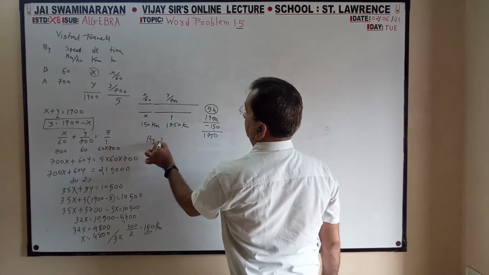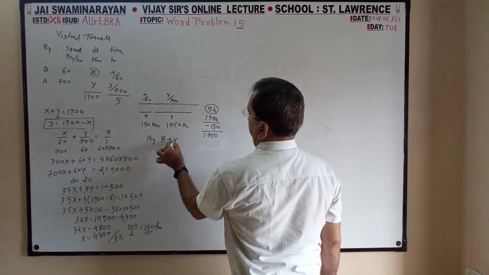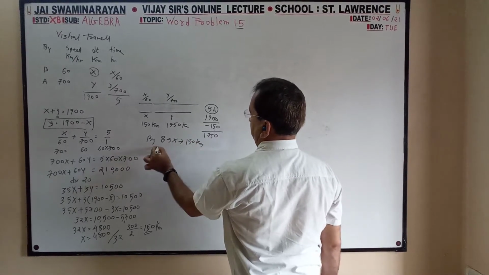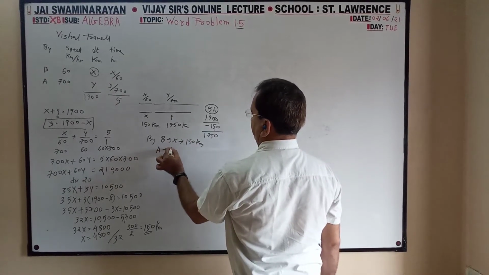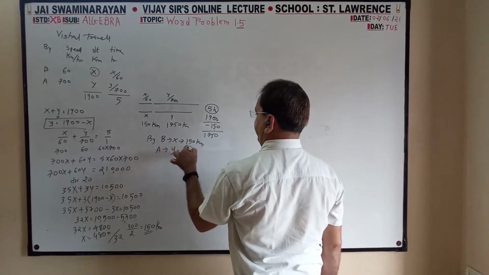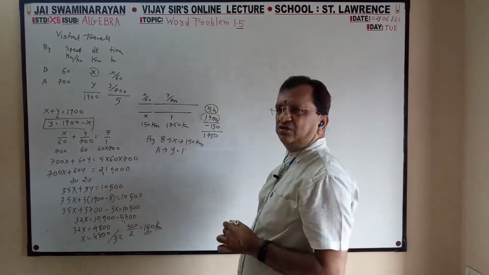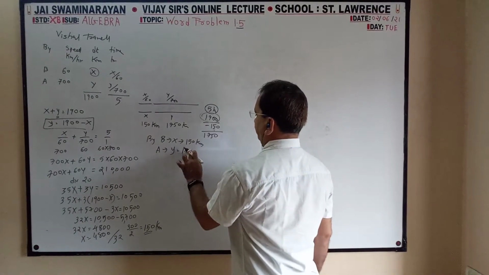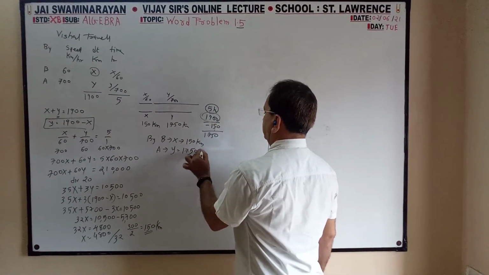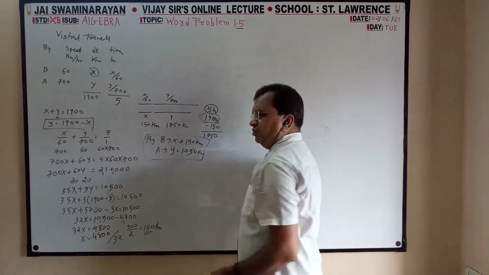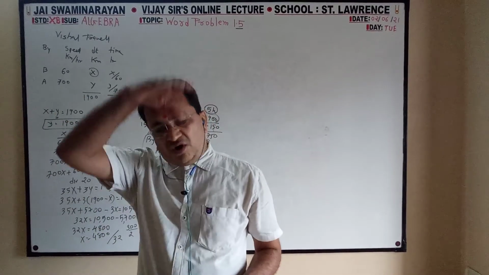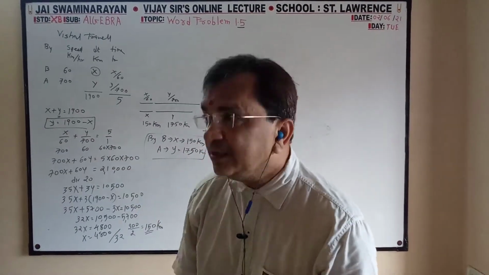So by bus x kilometer, that is 150 kilometer. By aeroplane y kilometer, the rest, because total is 1900 minus 150, so it is 1750. So don't write x and y in the answer; x and y you have considered only for working, you have to write the actual quantities.